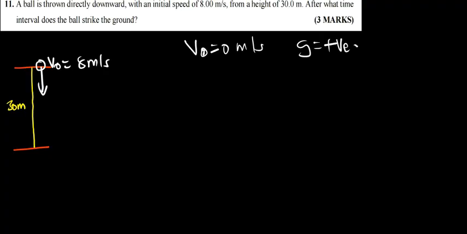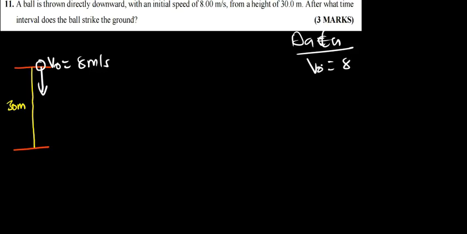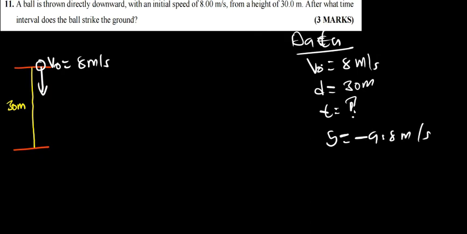Okay. So what I mean here is I want to find time. So let's gather our data. Our data, we have got the initial speed to be 8 meters per second. We have got the displacement, which I'm going to say the height. Anyway, I'll just say d to be 30 meters. The time is the one we are looking for. What else? We have g. Now g is going to be negative 9.8. Even the distance is going to be negative, that velocity is going to be negative.